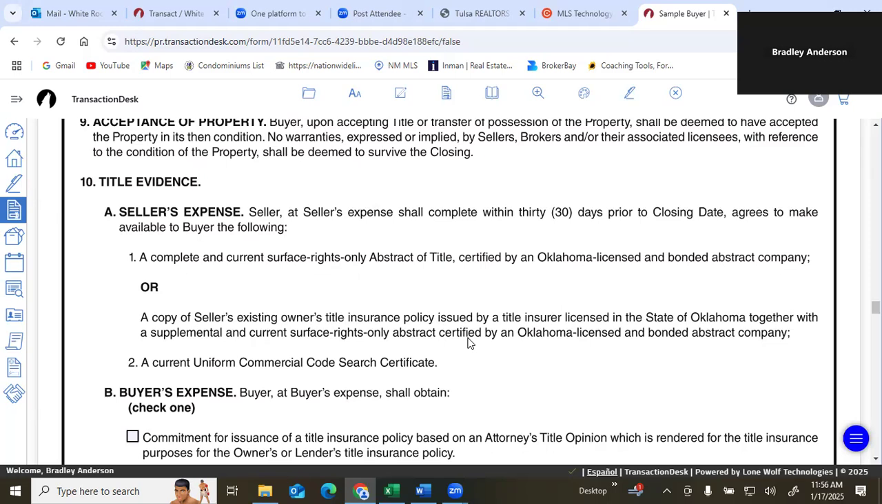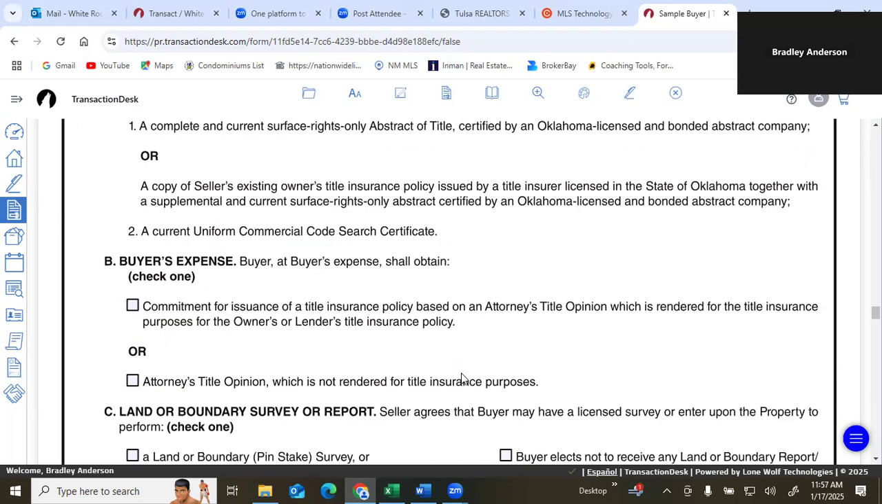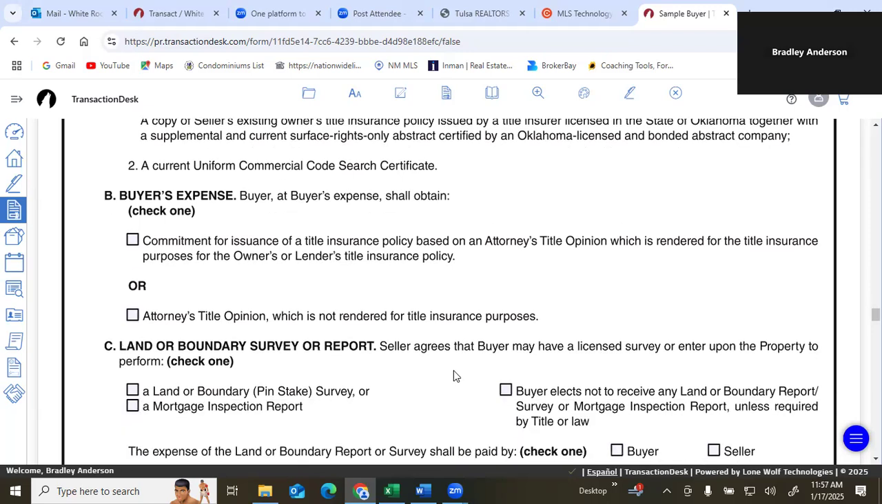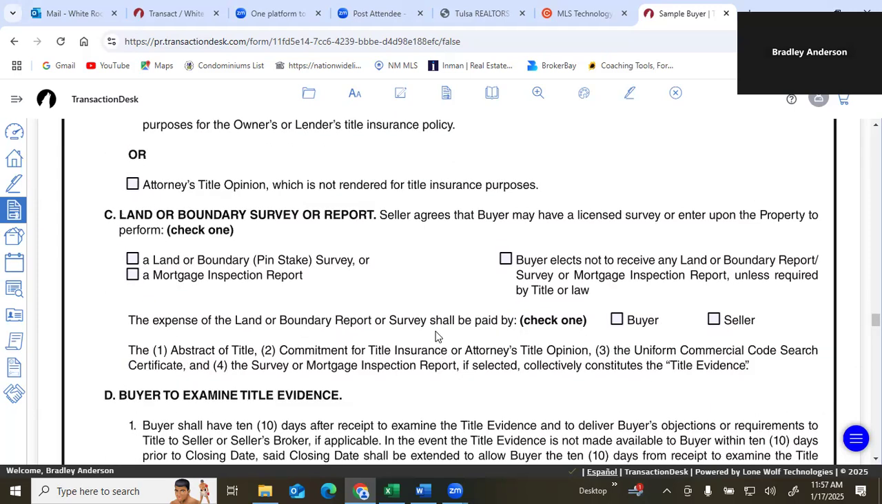Okay, and a current uniform commercial code search certificate. Buyer's expense. Buyer, at buyer's expense, shall obtain either a commitment for an issuance of a title insurance policy based on an attorney's title opinion, which is rendered for title insurance purposes for the owner or lender's title insurance policy, or an attorney's title opinion, which is not rendered for title insurance purposes. Then it goes on to talk about the survey.